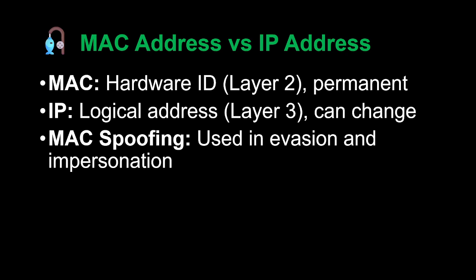MAC is a hardware ID that works at layer 2, and it is permanent. An IP address is a logical address at layer 3, and it can be changed. MAC spoofing is used in evasion and impersonation.